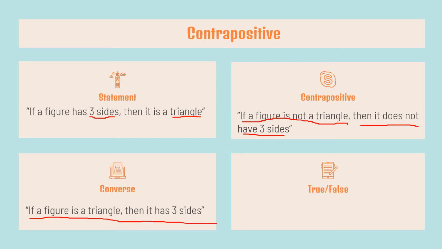So next, true or false? The contrapositive is true, since if the figure is not a triangle, therefore it does not have 3 sides. So for example, if the figure is a square, it doesn't have 3 sides. So therefore, the contrapositive is true.